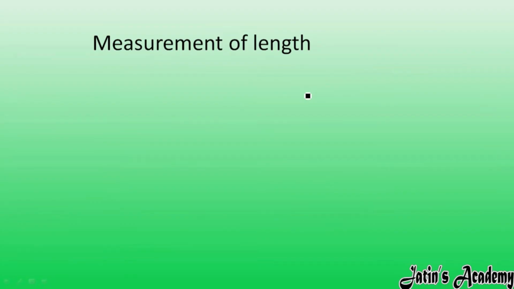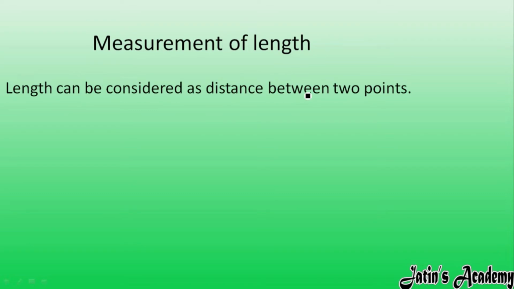Next we are having measurement of length. In this chapter we will discuss length, mass, time, temperature and area. The first physical quantity we are going to discuss is length. So what do you mean by length? Length can be considered as the distance between 2 points.